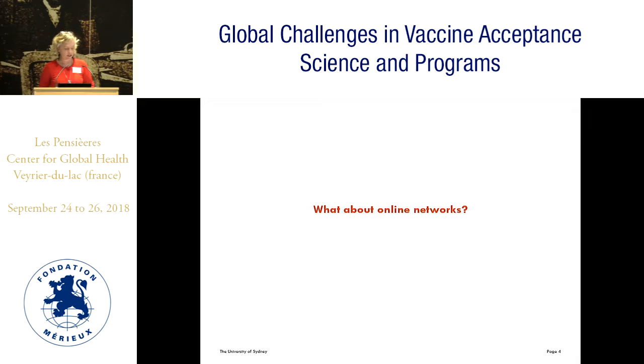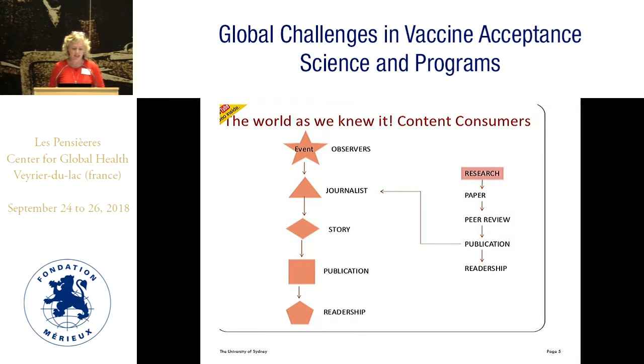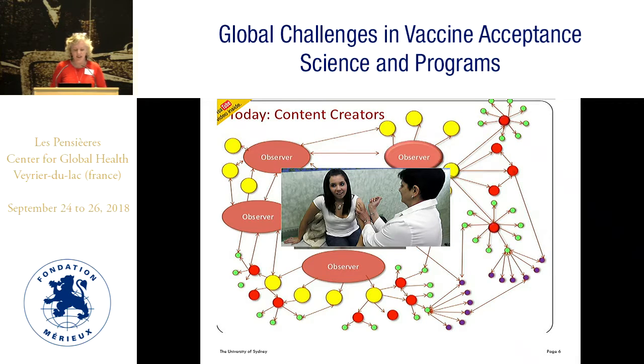But what about online networks? What's going on there? Just to segue into our study, the world that we knew was a slightly more linear one with respect to news production. So we had the event, the generation of the news story, the publication, and research may or may not have fed into that. But today we have an event that may be observed or experienced, and then you have observers or people who tweet about their own experience to their networks, and they tweet to their networks and so forth.